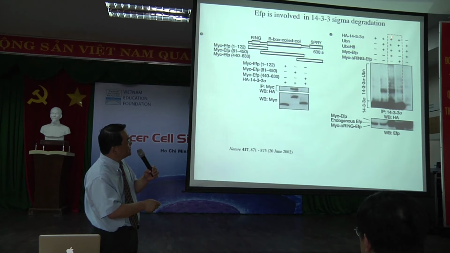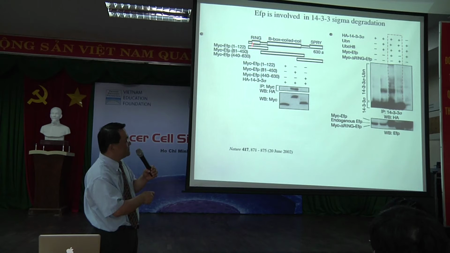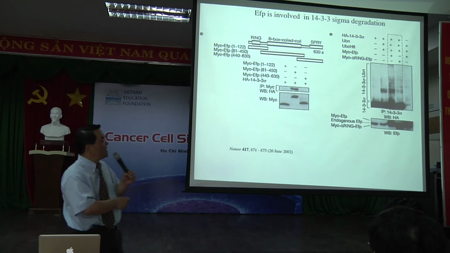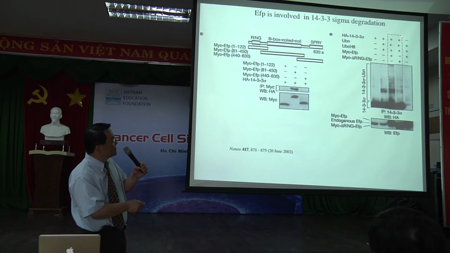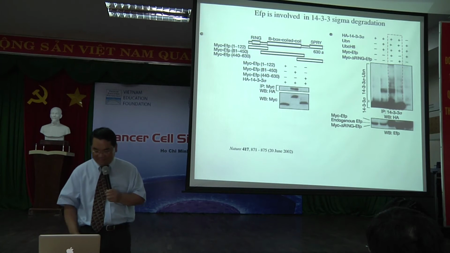Okay, as you can see, with the sigma, with the ubiquitin, with the E2 enzyme, with the E3 enzyme, sigma got ubiquitinated. But if you mutate that RING, remember that RING is very important to transfer the ubiquitin onto the substrate. Without the RING, sigma is no longer being ubiquitinated.